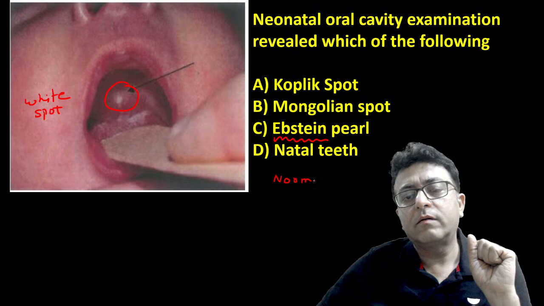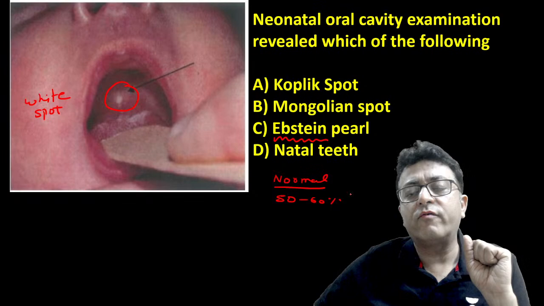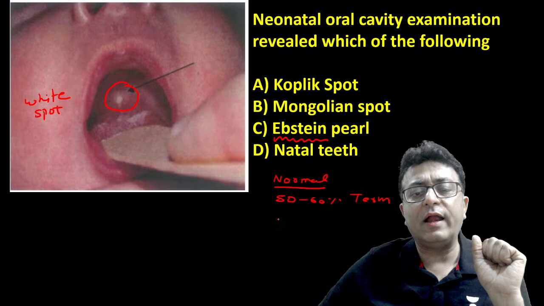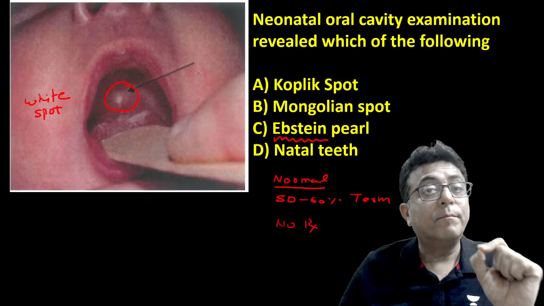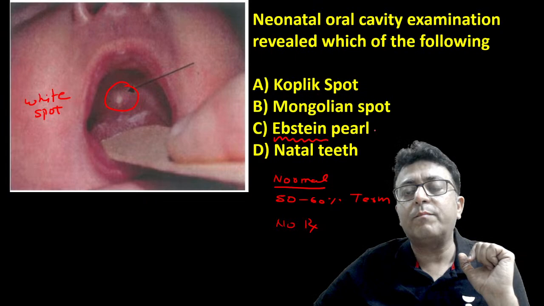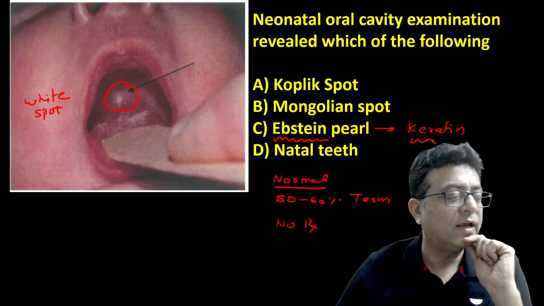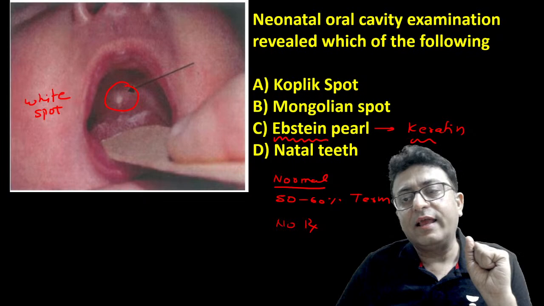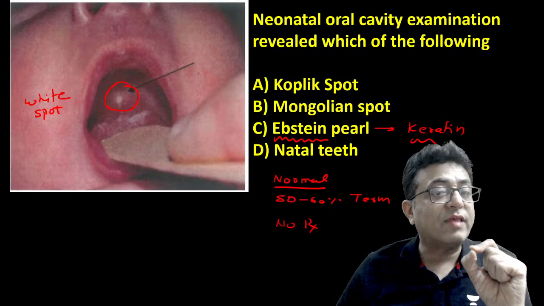Present in 50 to 60% of term babies. If you watch, it requires no treatment. It disappears in another 2 weeks. But the classical high-class MCQ: if you scrape this, what substance does Epstein pearl contain? It contains keratin. Am I clear? This is Epstein pearl. It's a normal finding in a neonate.